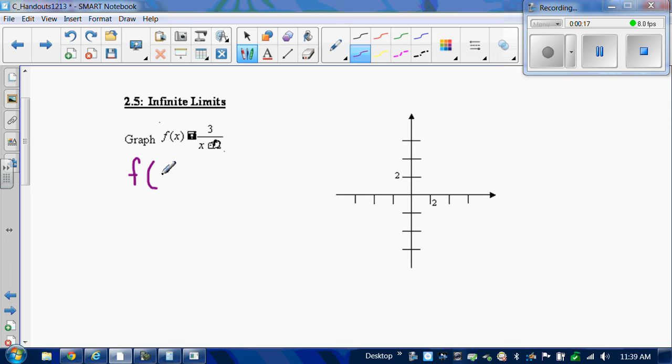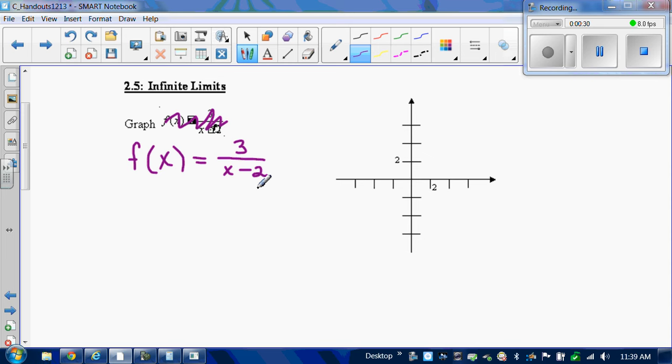f of x equals 3 over x minus 2. I don't know if yours looks like that nonsense also, so there we go. Alright, this is a review from pre-calculus, but we're also going to include limits when we talk about it.